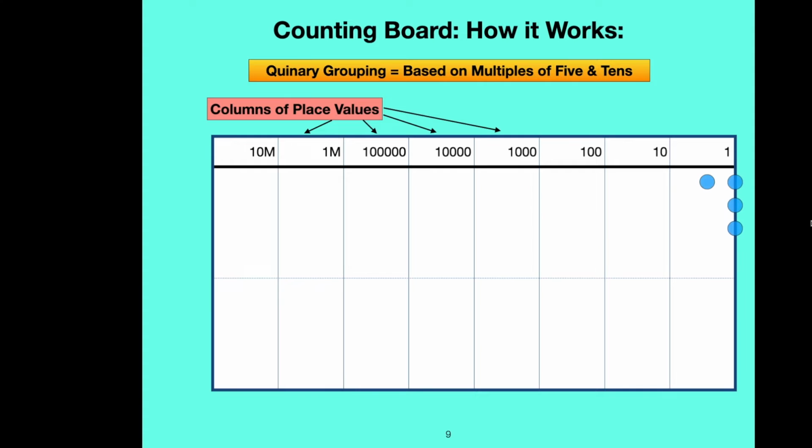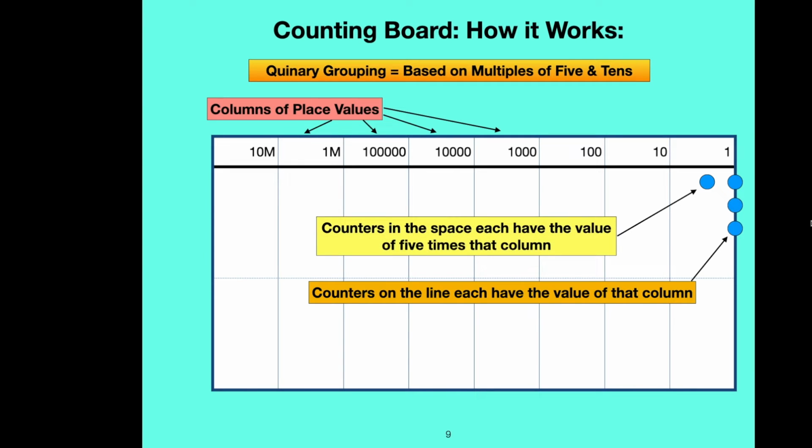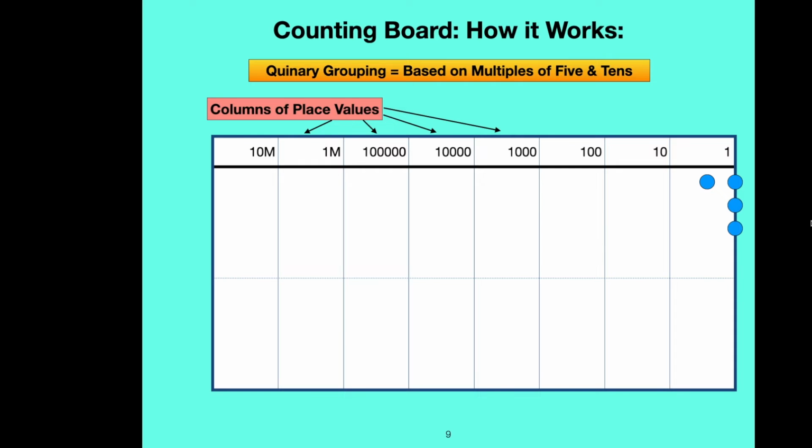And what that means is, here I've cast some counters onto the ones column on the right side here. And the three counters that are on the line represent one each, or the value each of the place value, whereas the single counter in the space to the left of the line counts for 5 of that place value. So again, the counters on the line each have a value of that column. Counters in the space to the left have 5 times that value. These 4 counters that I've placed, what number is represented? Well, of course, it would be 8, right? A 5 and 3 1s. So that's how you represent an 8.